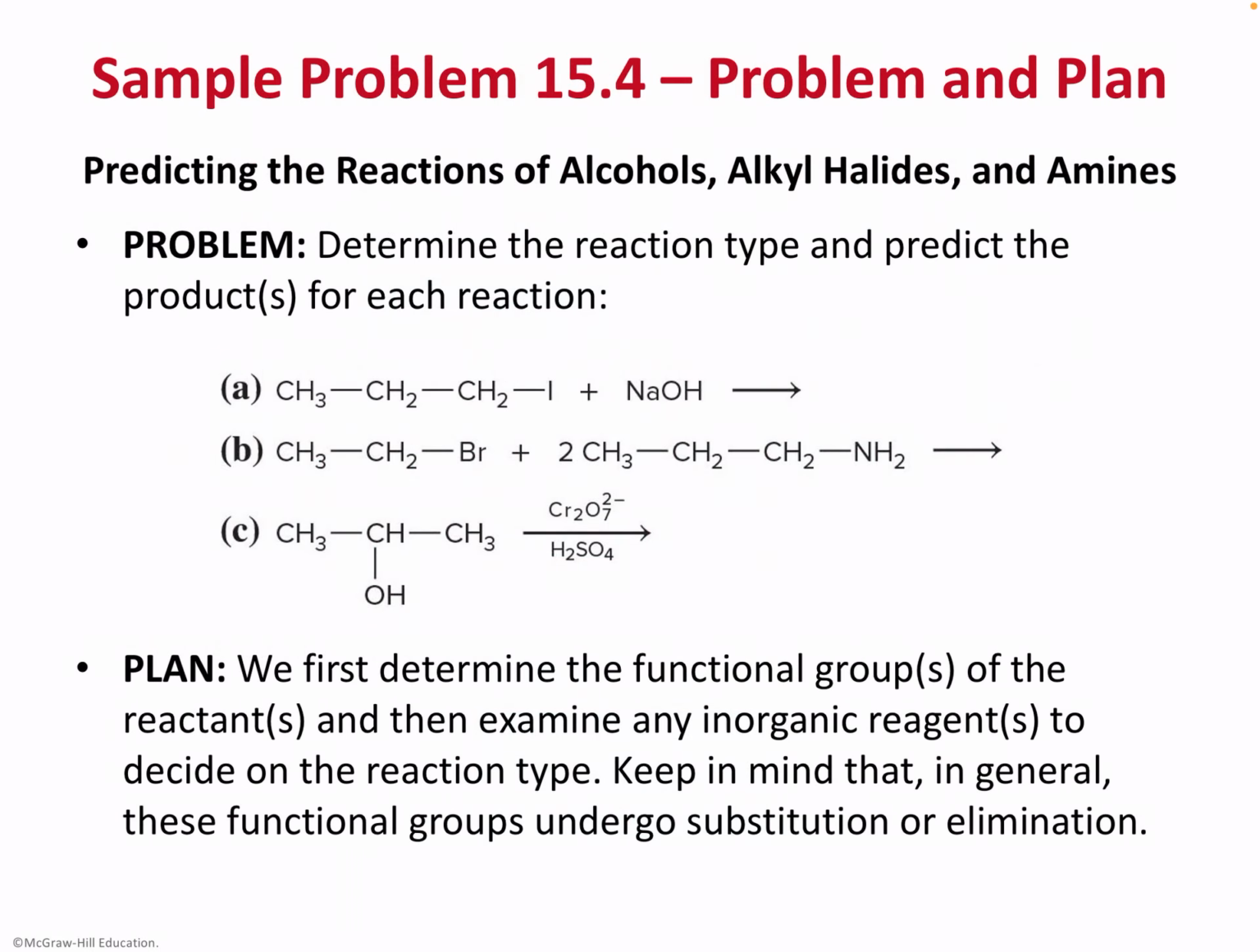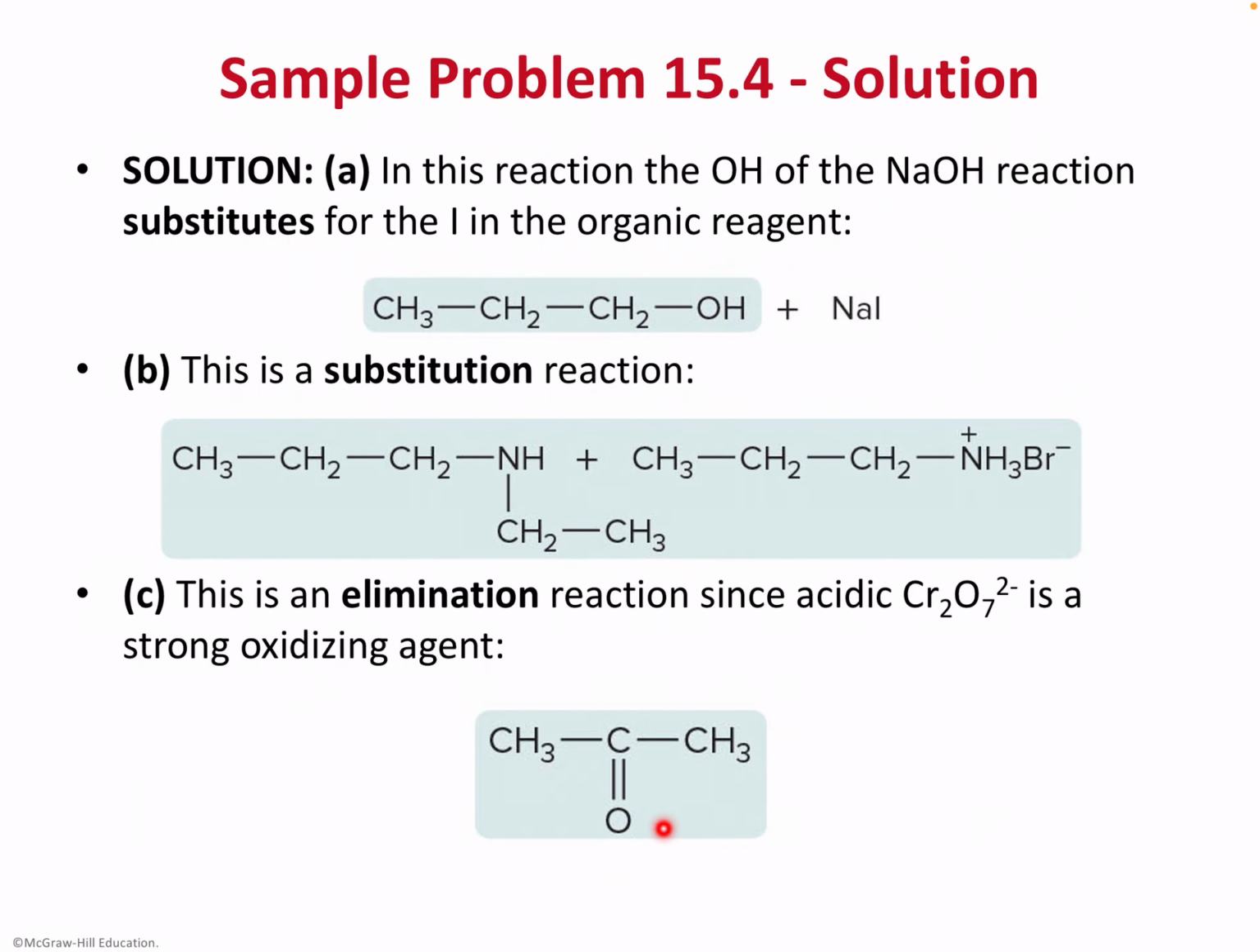And then the last one, you have this CH3, CH, CH3, OH group, with dichromate and sulfuric acid. And this is an oxidation reaction. So this will become this product over here. Since acidic dichromate is a strong oxidizing agent, you would remove hydrogen and form a carbon-oxygen double bond, which is a ketone.